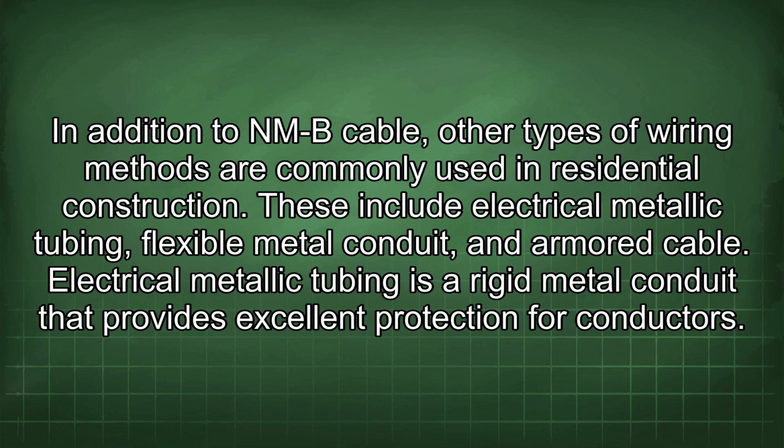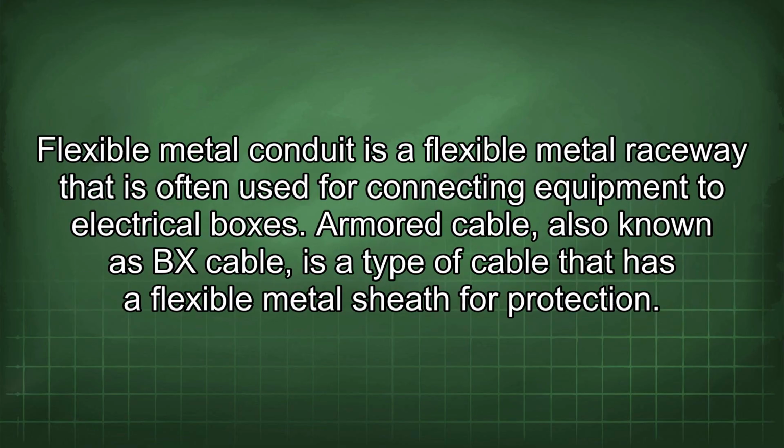In addition to NMB cable, other types of wiring methods are commonly used in residential construction. These include electrical metallic tubing, flexible metal conduit, and armored cable. Electrical metallic tubing is a rigid metal conduit that provides excellent protection for conductors. Flexible metal conduit is a flexible metal raceway that is often used for connecting equipment to electrical boxes. Armored cable, also known as BX cable, is a type of cable that has a flexible metal sheath for protection.